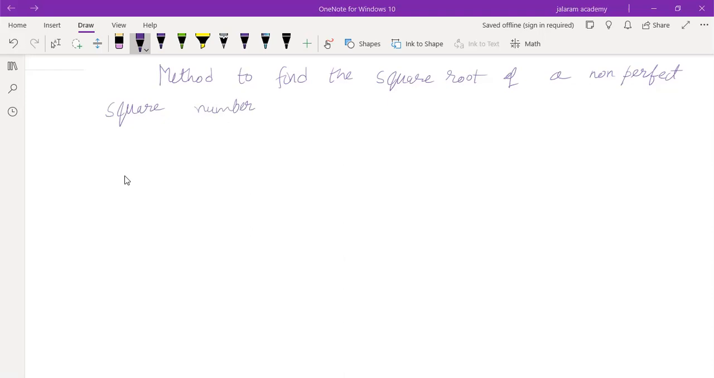So we will discuss the method to find the square root of a non-perfect square number. Like the square root of 13. 13 is not a perfect square. So how to find its square root? First step.